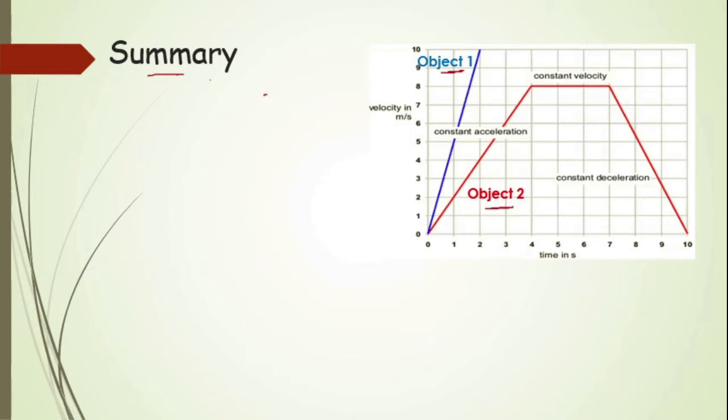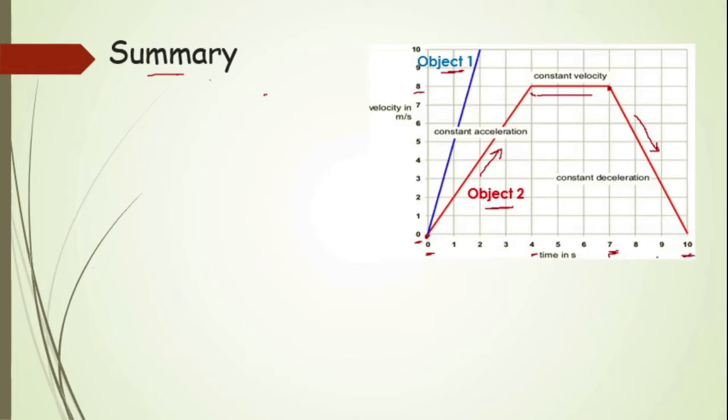Object 2 starts from 0, the velocity is 0 at time 0. The velocity goes on increasing, right? At 4 seconds, it has reached a velocity of 8 meters per second. And then it remains at a constant velocity of 8 meters per second till the 7th second. And then the velocity goes on decreasing. It comes down to 0 in the 10th second.